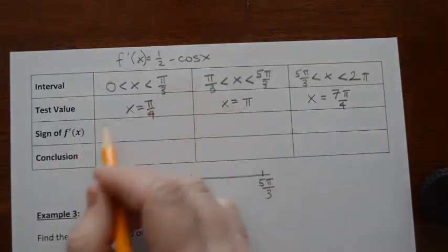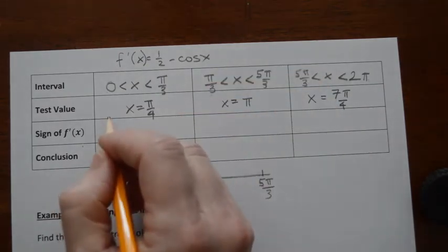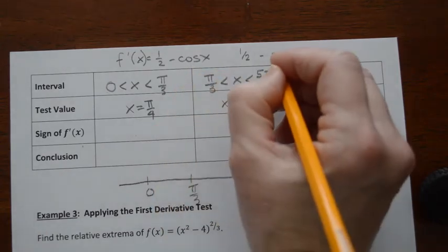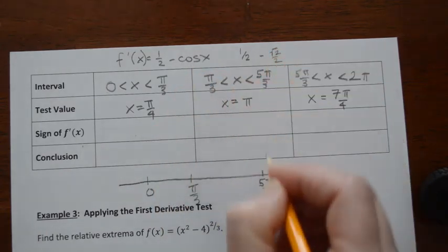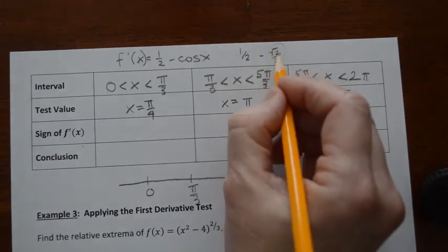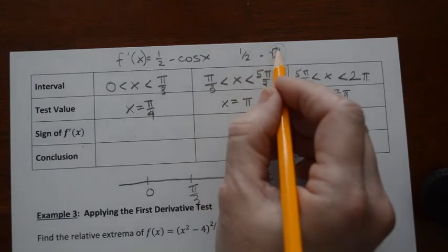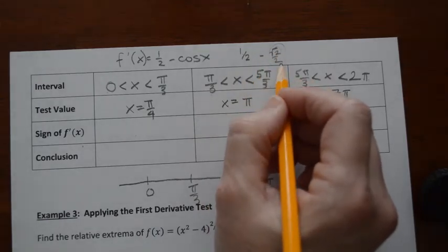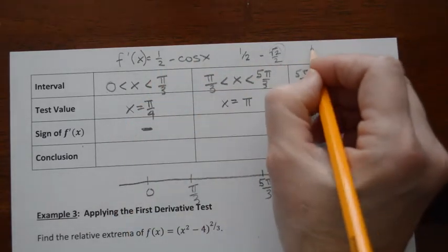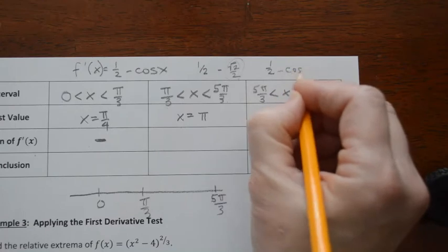All right, so we'll put in pi over 4. So this is 1/2. I'm just going to do scrap work up here. 1/2 minus cosine of pi over 4, which is root 2 over 2. Clearly this is bigger because root 2 is bigger than 1, so it's 1/2 minus something bigger than 1/2. So this is going to be negative. All right, if we put in pi, we've got 1/2 minus cosine of pi.